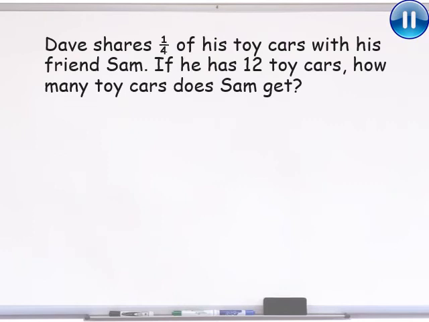Okay, so I said I wanted to put it into context instead of just doing straightforward calculations. So let's look at some word problems. Let's have a look at this one. Dave shares 1/4 of his toy cars with his friend Sam. If he has 12 toy cars, how many toy cars does Sam get? So we would write that as 1/4 multiplied by 12. Pause the video now for a minute and have a go at solving that one for me.